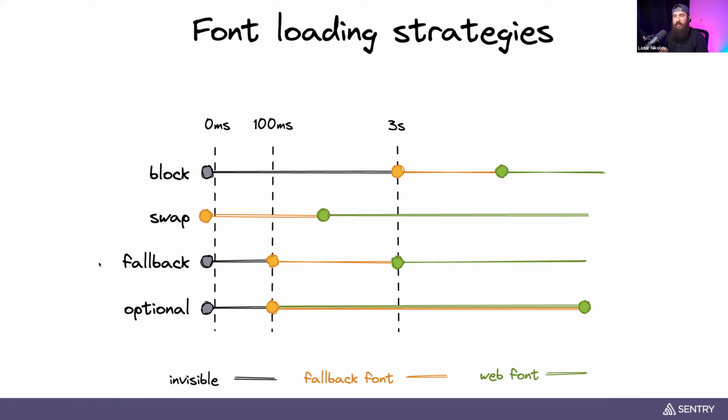Then we have these two, the fallback and the optional. As you can see, they start off with invisible text for 100 milliseconds, but then this is where the changes happen. After 100 milliseconds, if the web font has not loaded yet, the fallback is going to render the fallback font, and it's going to start another timer for 2900 milliseconds, up until the 3rd second, for the web font to load. If it doesn't, it'll just continue using the fallback font.